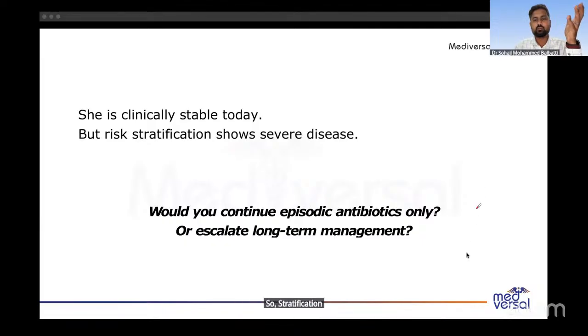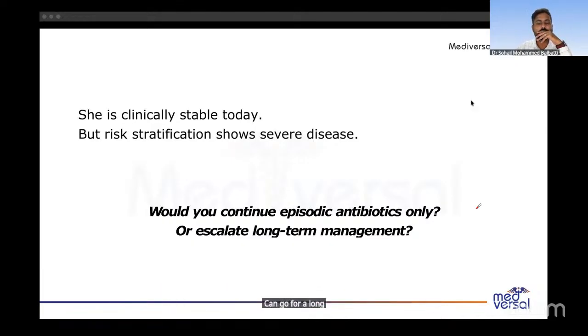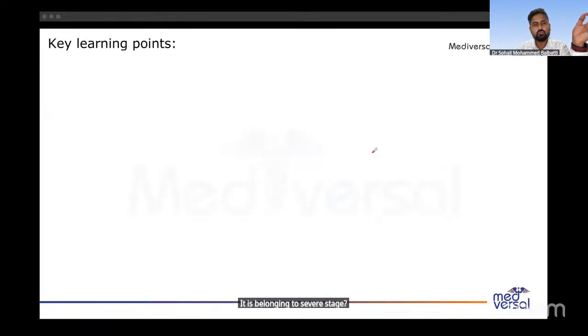So will you manage with an episodic antibiotic, or can you go for long-term management? Can go for long-term management. Because right now she does not have any symptoms. But when you assess the severity score, it belongs to the severe stage. So better to go for long-term antibiotic management.